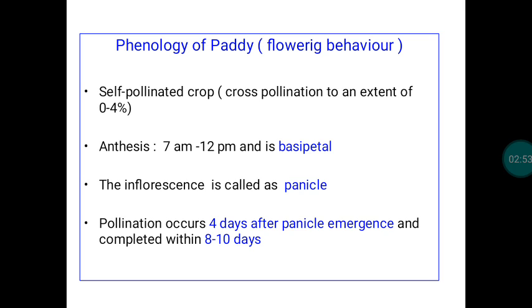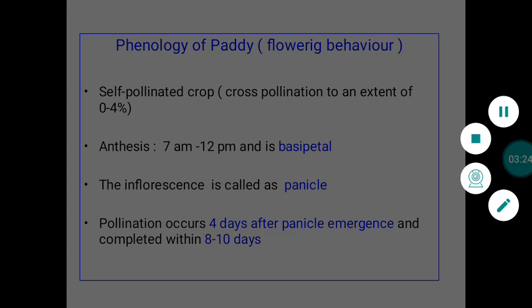For this purpose you must know the flowering behavior of your seed crop. Here the seed crop is paddy. Paddy is a self-pollinated crop. The extent of cross pollination is 0 to 4%, but it is a self-pollinated one. Regarding flowering time, anthesis is the first opening of the flower. Normally flower opening occurs between 7 a.m. to 12 p.m.